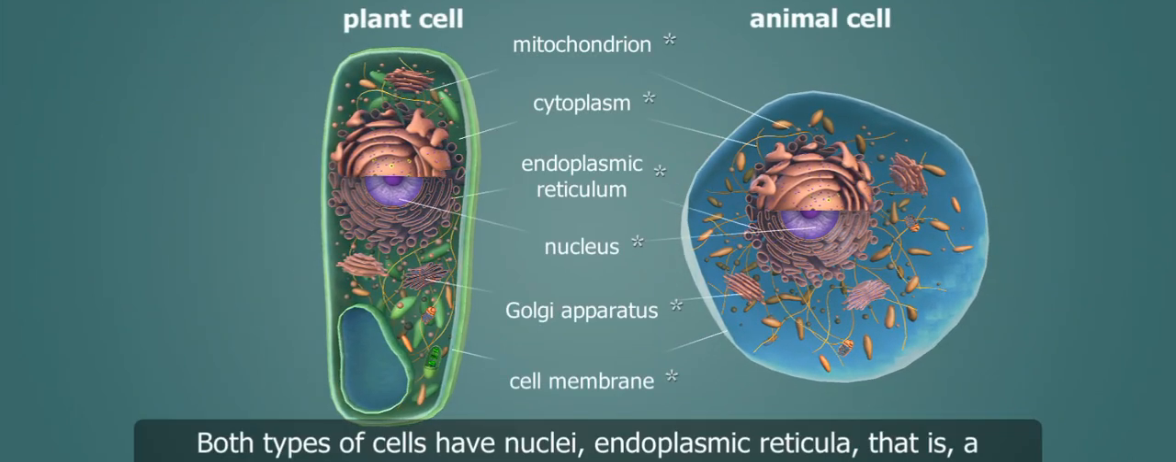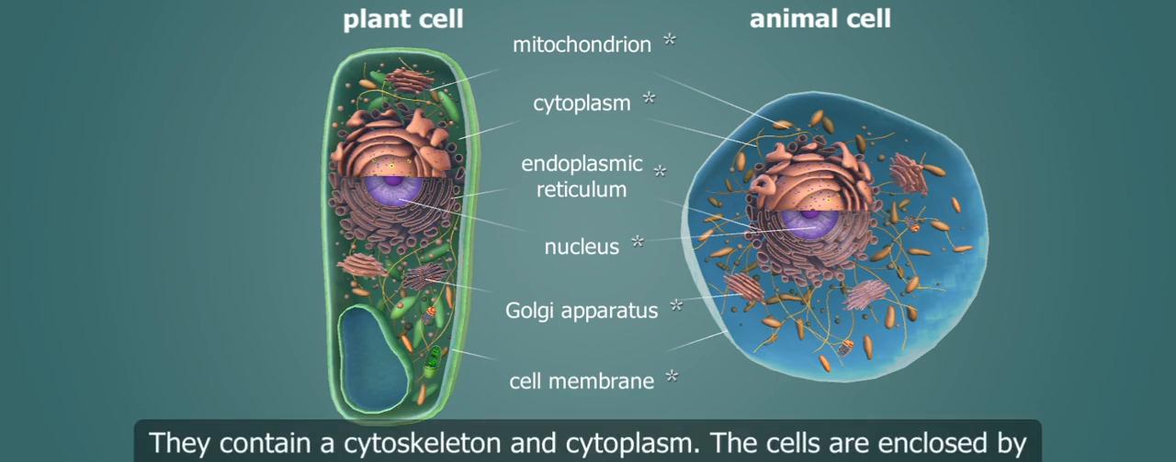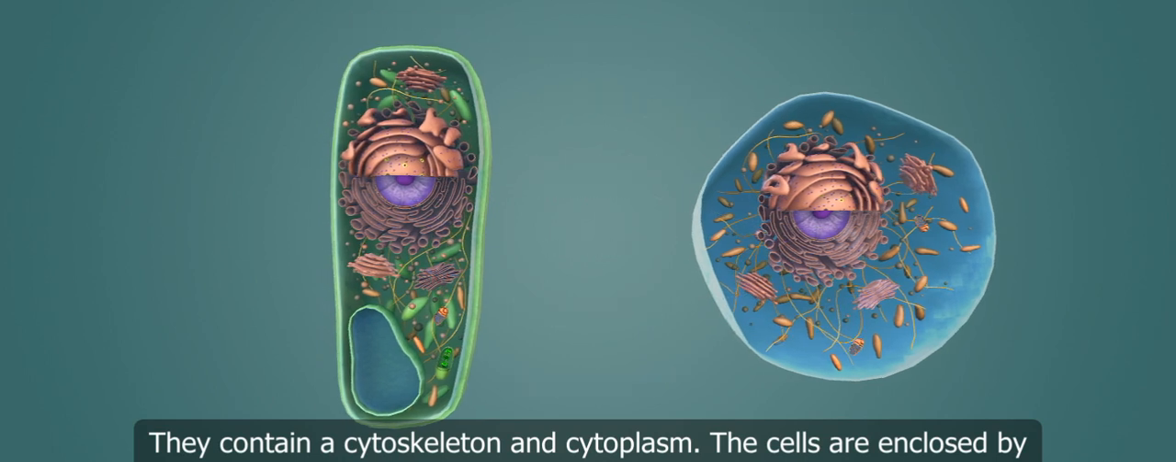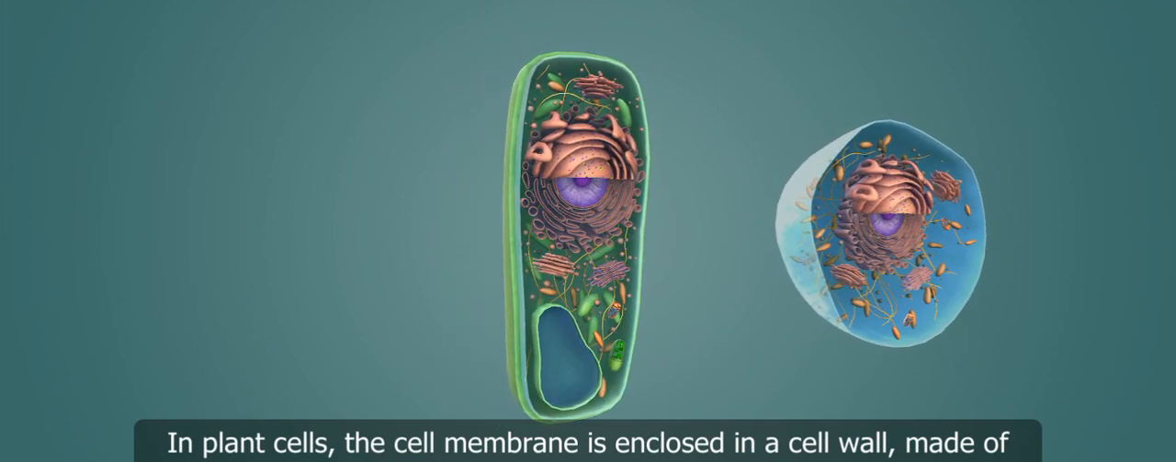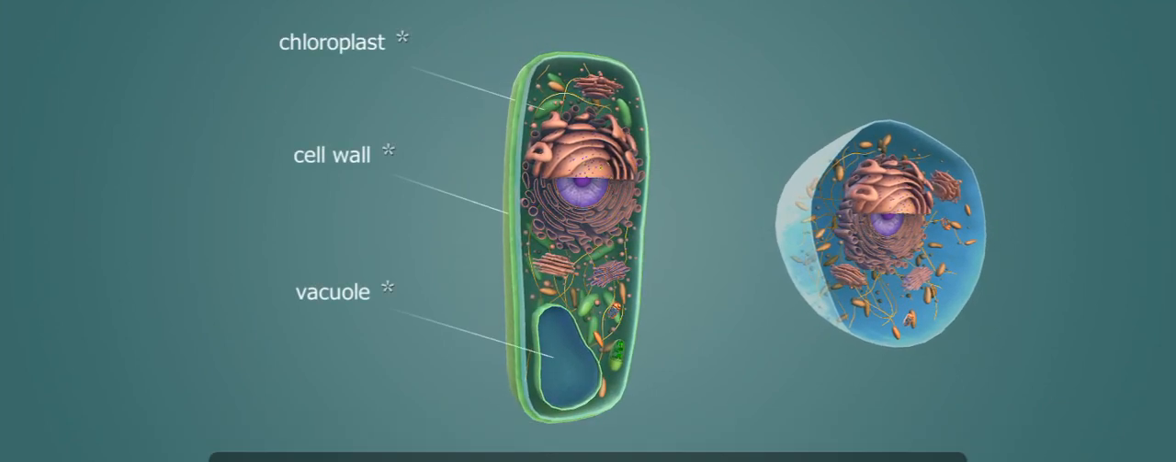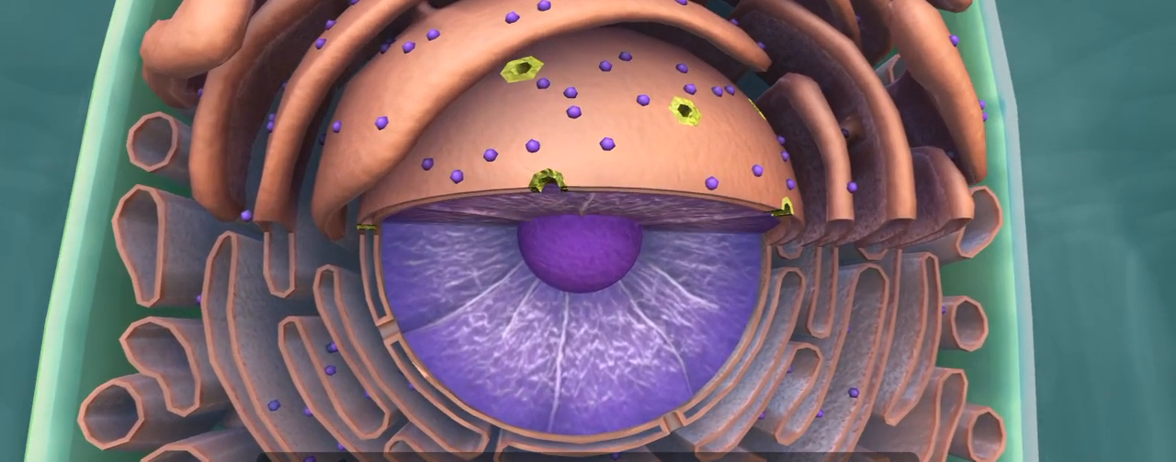Both types of cells have nuclei, endoplasmic reticula, that is, a complex network of membrane vesicles, and Golgi apparatuses. They contain cytoskeletons and cytoplasm, which is enclosed by the cell membrane. The cell membrane in plant cells is enclosed in a cell wall made of cellulose. Plant cells commonly contain both a vacuole, which is a bubble within the cell filled with nuclear sap, and photosynthesizing chloroplasts. The nucleus is enclosed by the nuclear membrane.